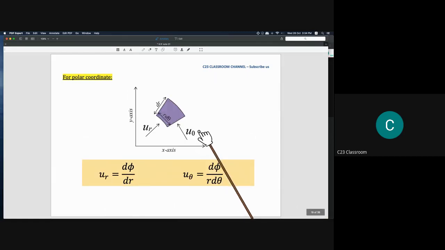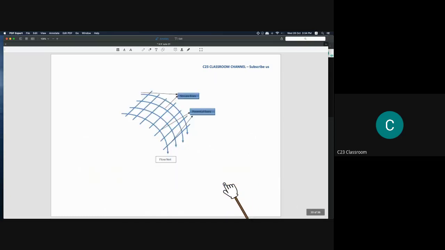And this is for polar coordinate. So we have this diagram. I hope you could understand this one. And then we could have Ur is equal to d phi over dr, and U theta is equal to d phi divided by r d theta. Okay, if you could see that, it will create a streamline like this.